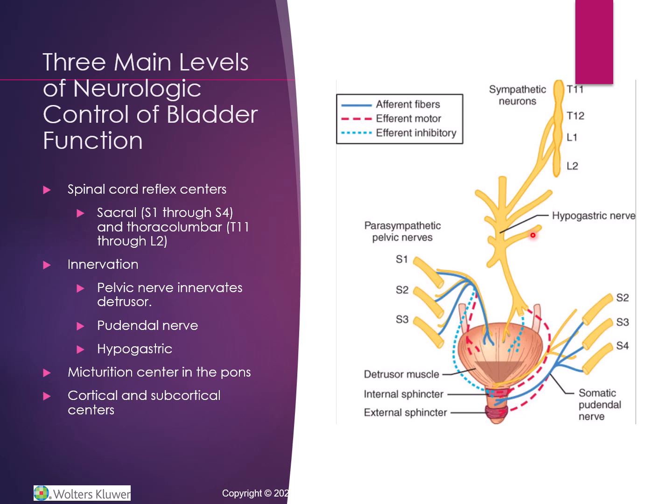Okay. You can see both afferent and efferent motor fibers as well as inhibitory fibers. Afferent fibers, meaning those are picking up signals from the bladder and sending them back up. And efferent neurons are sending signals to the bladder itself.